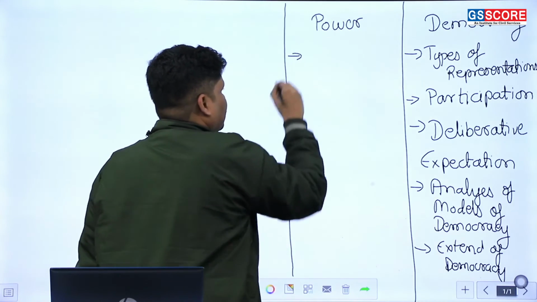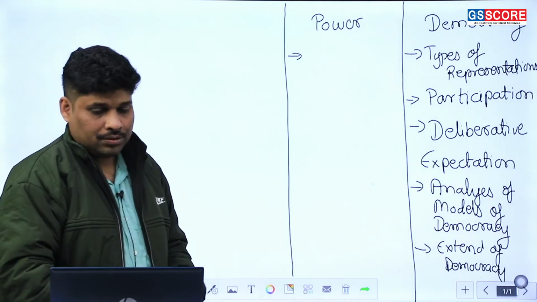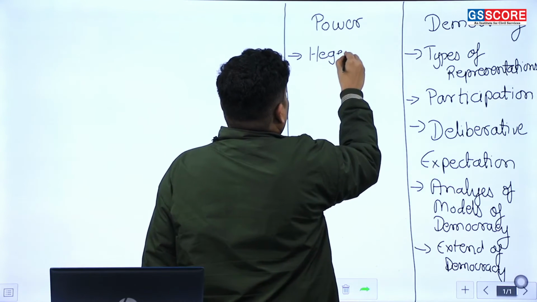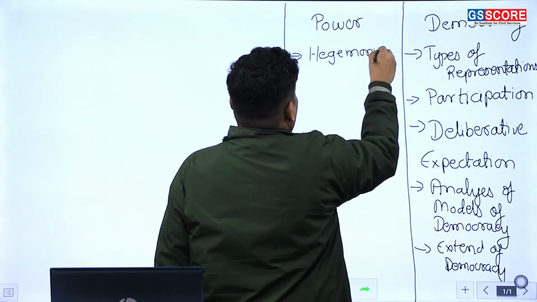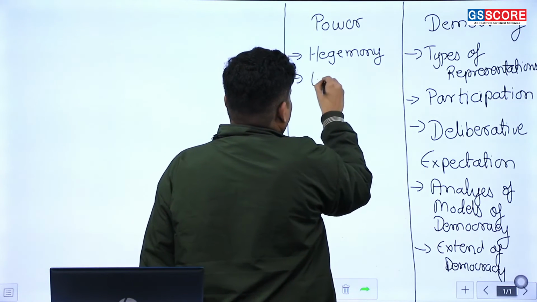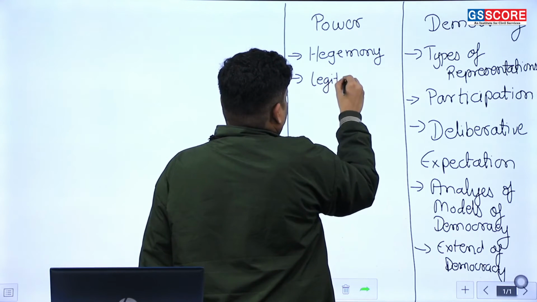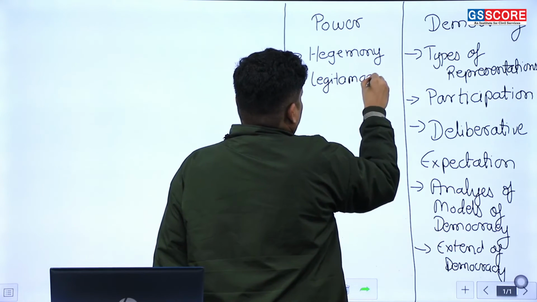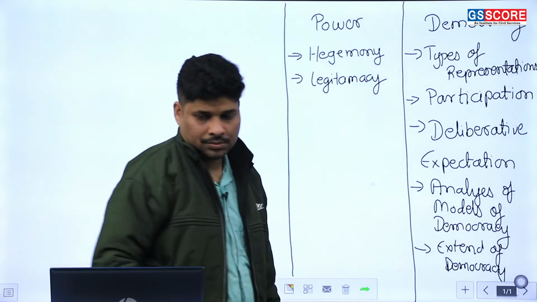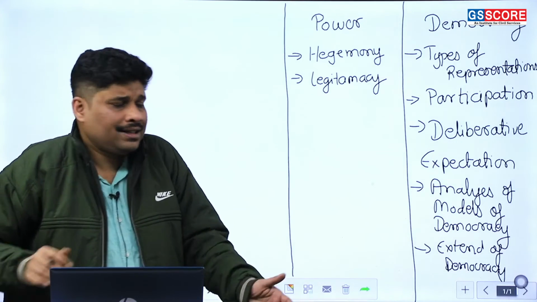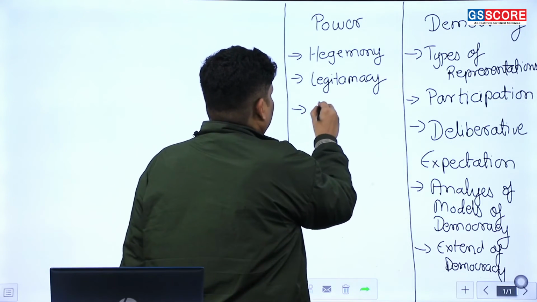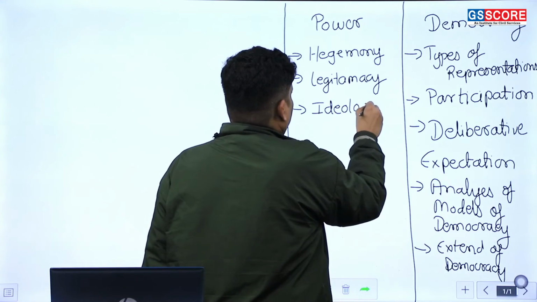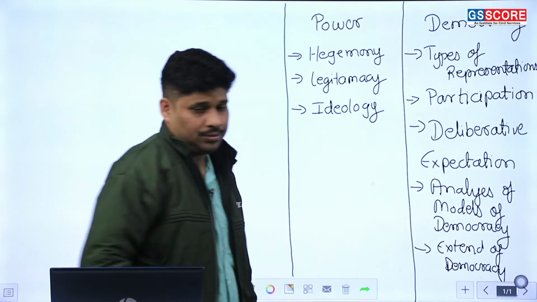Power as a concept. What is needed to be known? Obviously, concepts like hegemony, provided by Gramsci, legitimacy, provided by Max Weber, and then ideology. Ideology with respect to power. What role ideology plays when it comes to power.